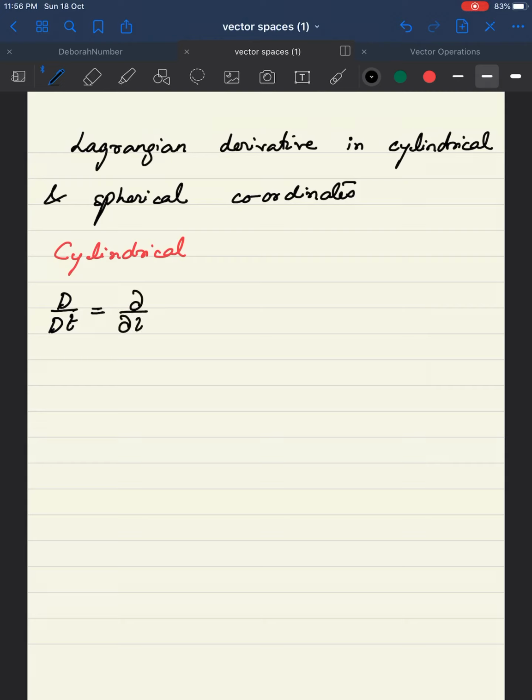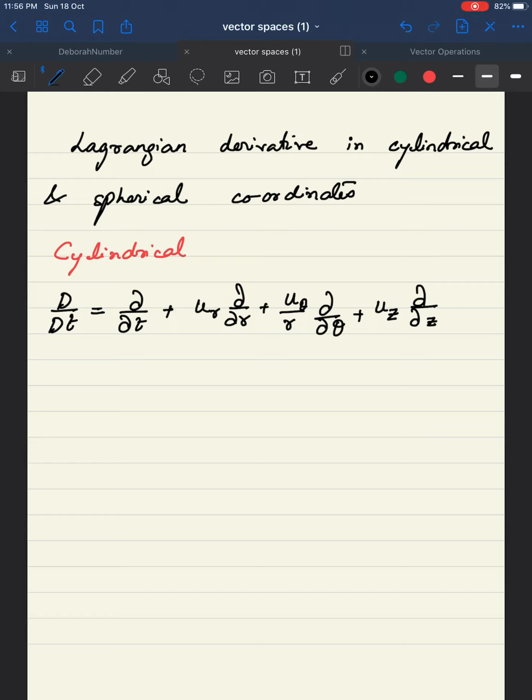So okay, the first term is obviously the partial derivative with respect to time, and then the second is ur del r, and then the next one will be u theta. Okay, wait a second, u theta, but there's a 1 by r term now, and del theta plus uz del z.